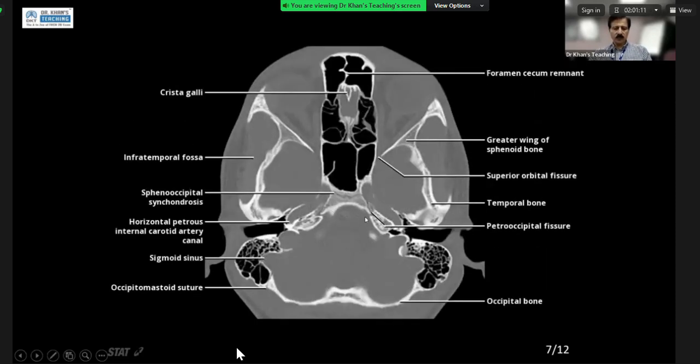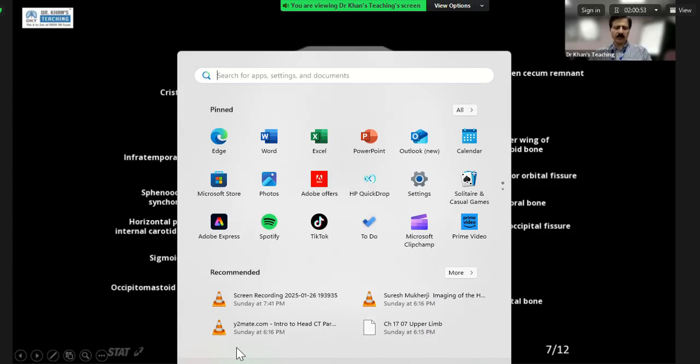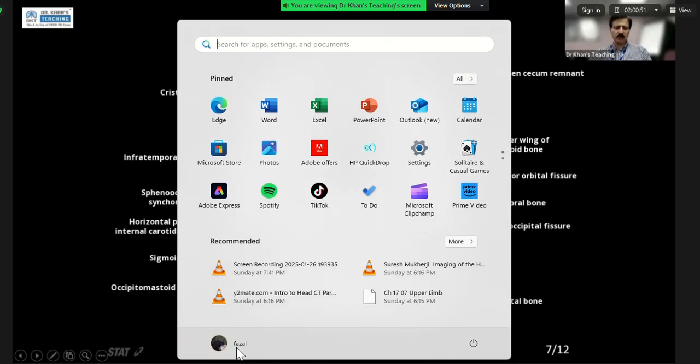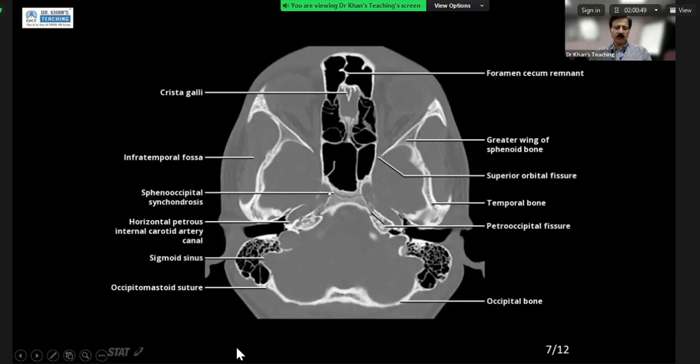So clivus is coming into view and this is the petrous apex. This is our carotid canal. You can see the carotid canal and you can stretch your imagination that the internal carotid, this is the horizontal part of the carotid canal. It is going like this. It will pass over the foramen lacerum and then go into the cavernous portion.